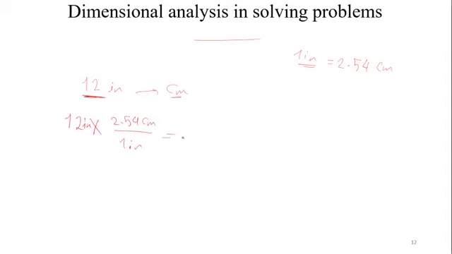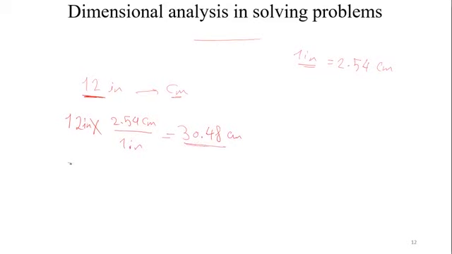Dimensional analysis in solving a problem means the conversion between units. If I have 12 inches and I want to convert them to centimeters, we all know that 1 inch is equal to 2.54 centimeters. This means to convert the 12 inches into centimeters, I multiply 12 inches by 2.54 centimeters divided by 1 inch, which is equal to 30.48 centimeters.